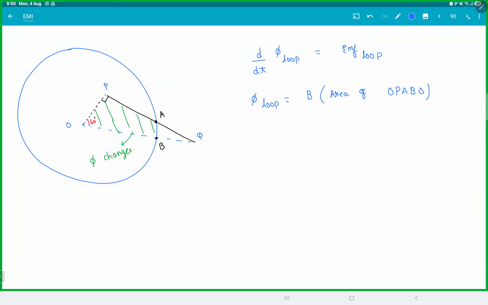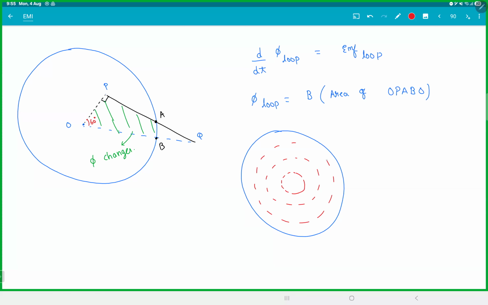You agree? So that area, I can figure it out. Great. But this will give you, remember, the flux in the loop. But there's one more thing here. Now we know when you have a cylindrical field region, the electric fields will be concentric circles. E bar is along the circumference.